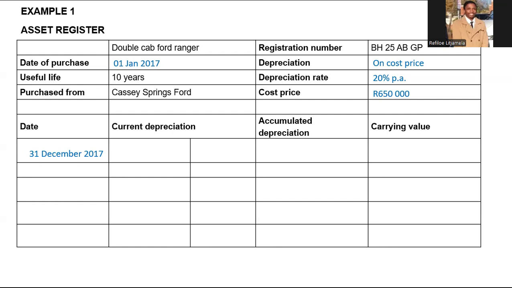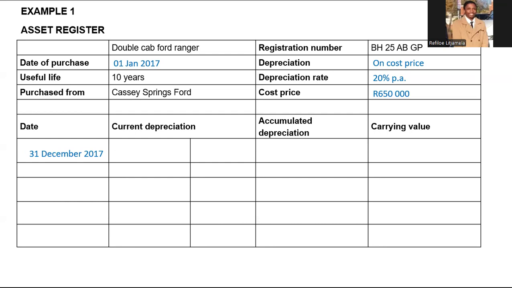Note that the vehicle here, obviously it's a vehicle, is a double cab Ford Ranger with that registration number. Depreciation is on cost. Depreciation rate is 20% per annum, highlight per annum. And the cost price is 650.